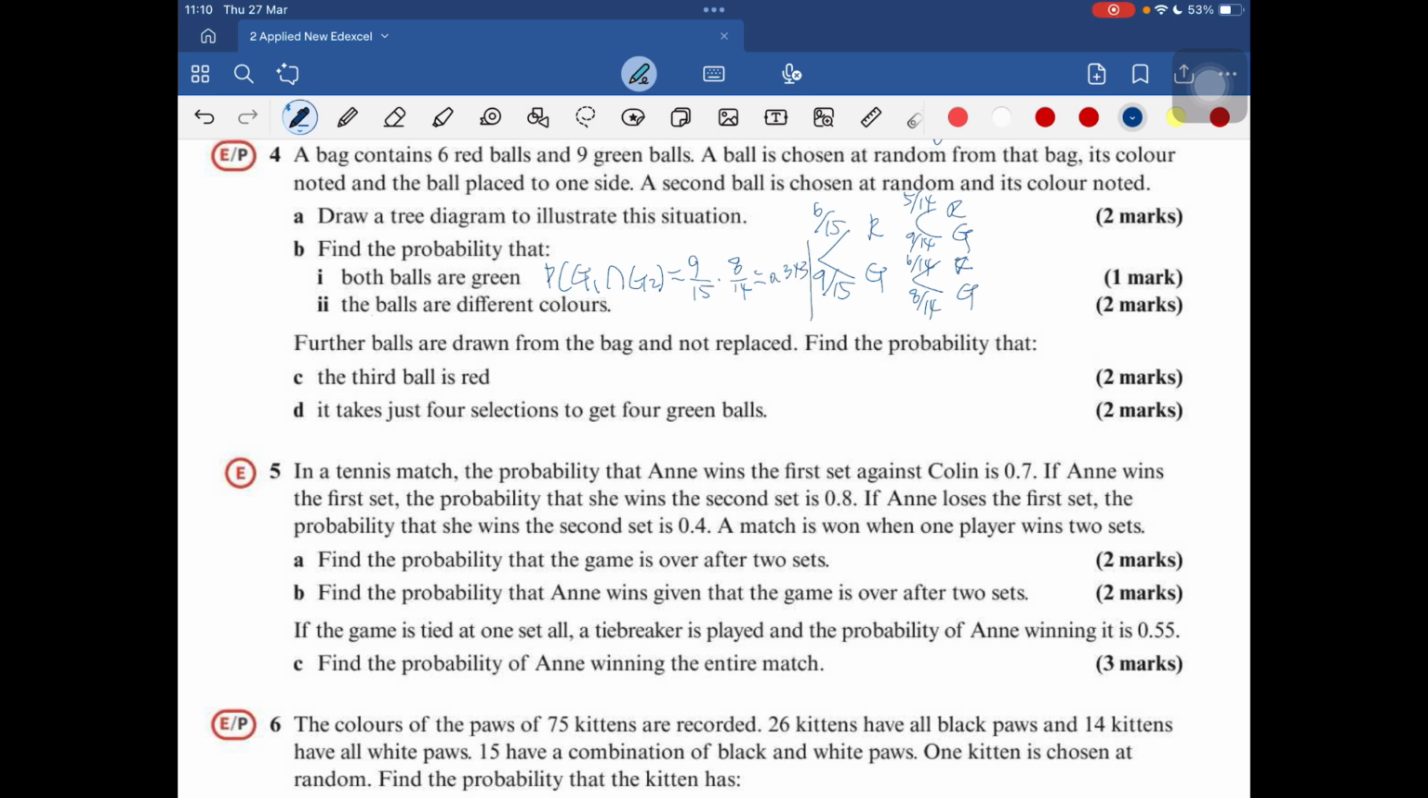And different colors: first green, second red, or first red, second green. So 9 out of 15 times 6 out of 14 plus 6 out of 15 times 9 out of 14. You will find the answer. Next, 4 balls are drawn from the bag and not replaced. Find the probability that the third ball is red.